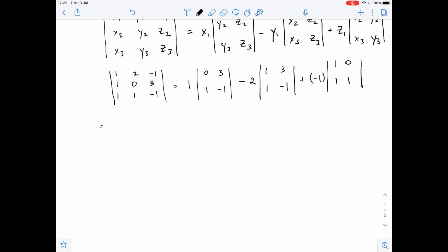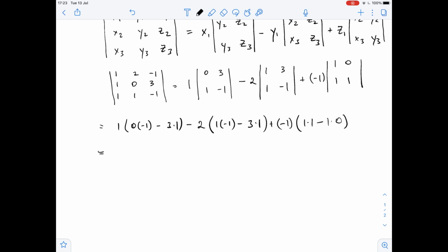Well, now let's calculate this. So the first term is 1 times the determinant of the given 2 by 2 matrix. So it's 1 times 0 times negative 1 minus 3 times 1, minus 2 times 1 times negative 1 minus 3 times 1, plus negative 1 times 1 times 1 minus 1 times 0.